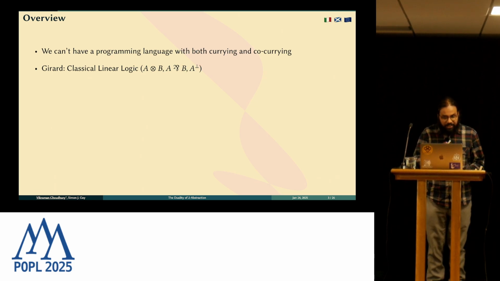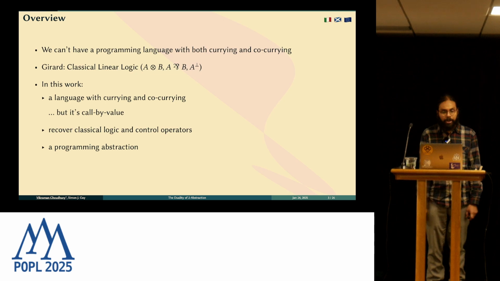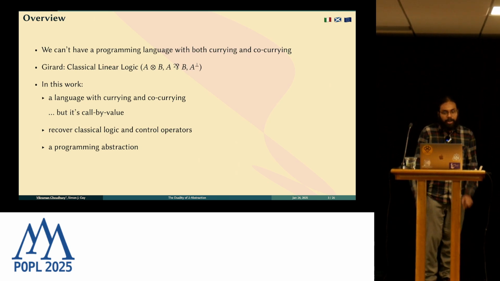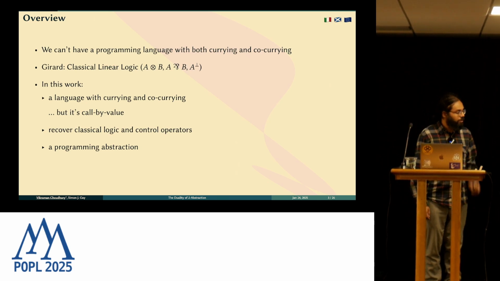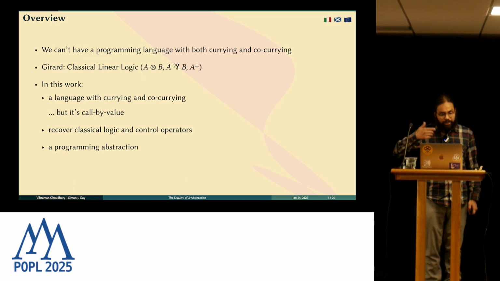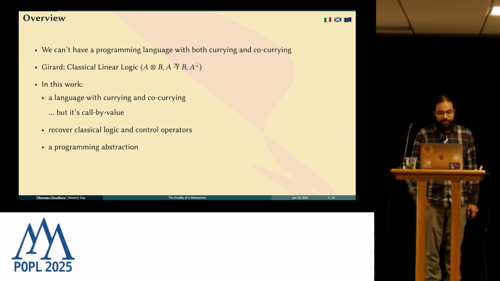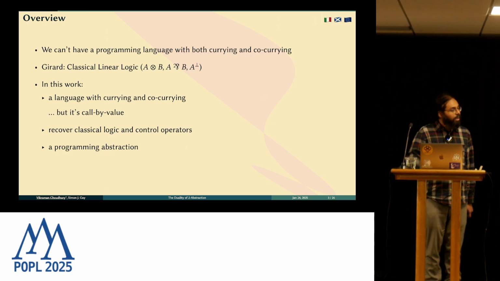Okay, in this talk, I'm going to show you a language which has both currying and co-currying, but it's not classical linear logic. It's almost like classical linear logic, but the only restriction that I'm going to put on the language is that it's call by value, okay? And this is not just a simple solution to the puzzle, but when you do it like this, you realize that actually there is a deep insight between co-currying and classical logic and control operators like call/cc, okay?